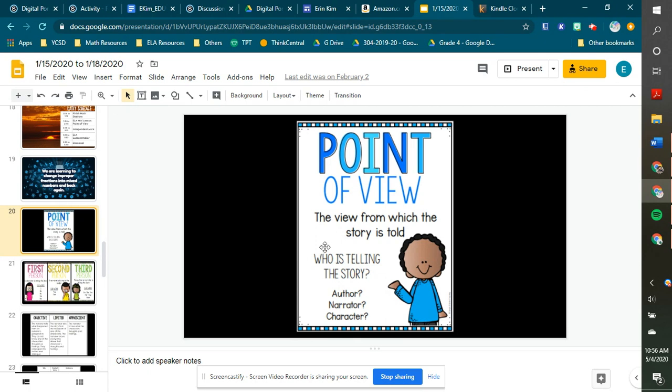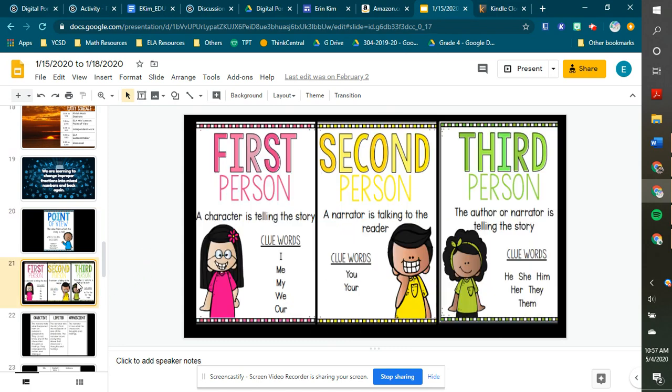So, you have to figure out who's telling the story, the author, the narrator, a character, and that kind of influences the whole story. So, whether or not the story is really personal and really emotional, or if the story is just objective and there aren't emotions coming into play there, that is determined by point of view.